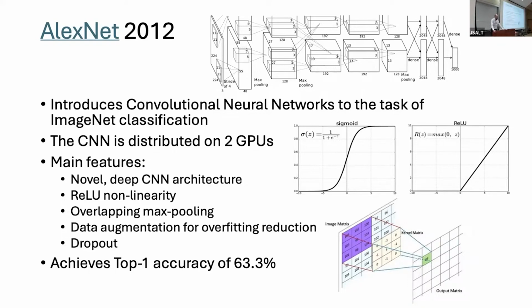Yeah, so they achieved top one accuracy of 63%. Back then they were fighting over about 0.5% of accuracy, and suddenly this giant leap comes just by using a completely new method. And before that, the mainstream idea, let's say, was that neural networks will never work.